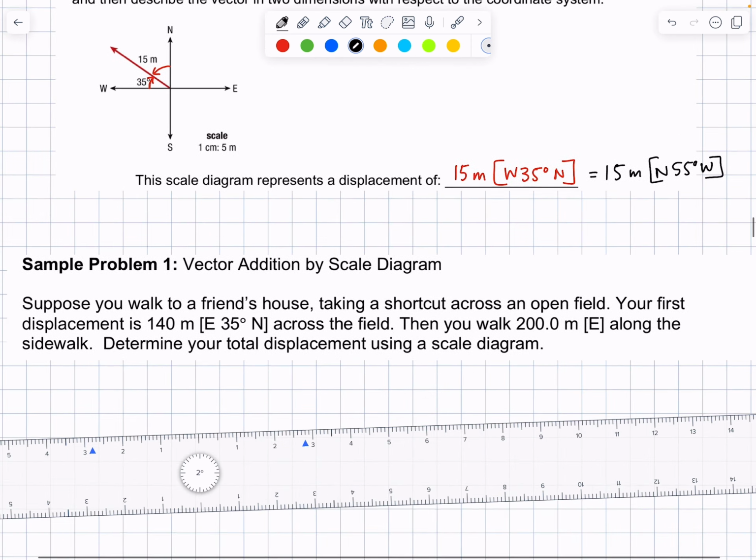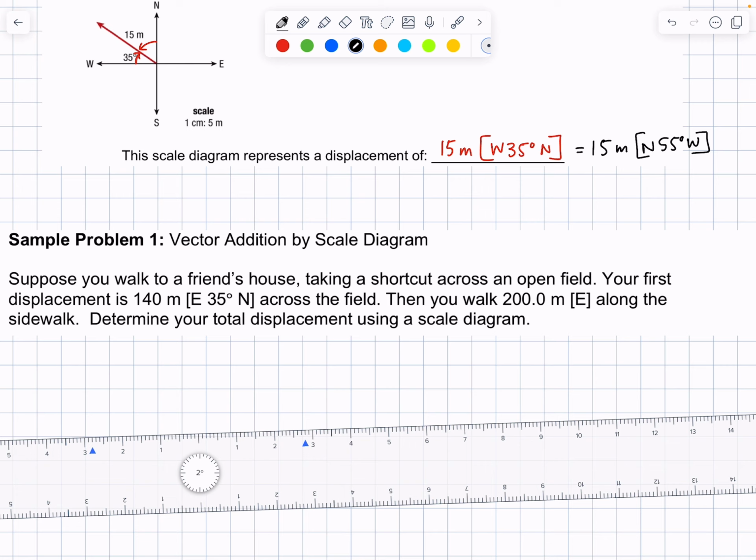In sample problem number 1, we're going to complete vector addition by drawing a scale diagram. Let's look at this example. Suppose you walk to a friend's house, taking a shortcut across an open field. Your first displacement is 140 meters, 35 degrees north of east, across the field, and then you walk 200 meters east along the sidewalk. Determine your total displacement using a scale diagram.